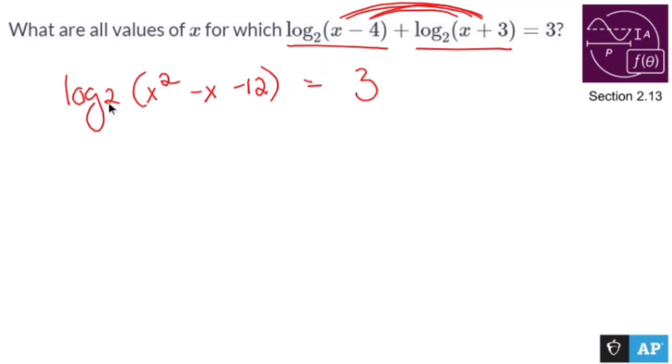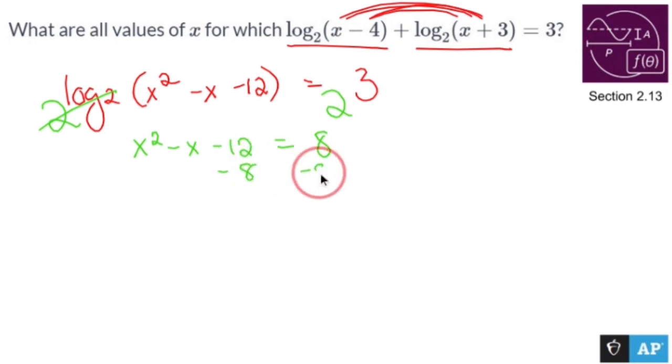Now I have to get rid of that log. It's a log base 2. So what I can do is take 2 to the power of both sides. So 2 to the log base 2 cancels out and you're left with just x squared minus x minus 12. 2 to the third is 8. If I subtract 8 from both sides, I now have a very familiar looking zero product property problem. X squared minus x minus 20 equals 0.